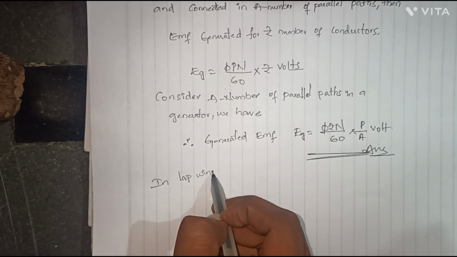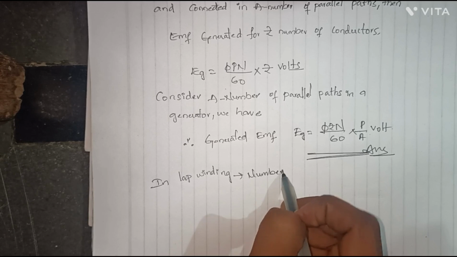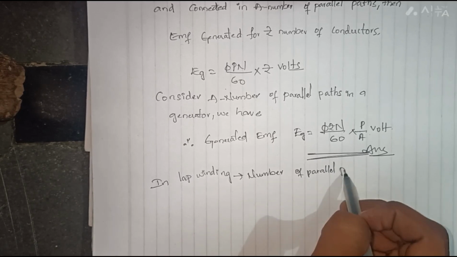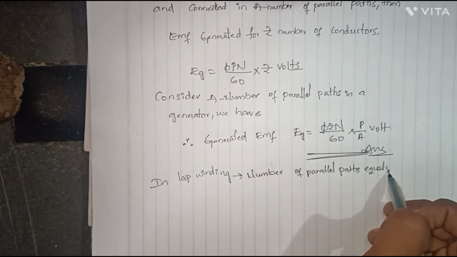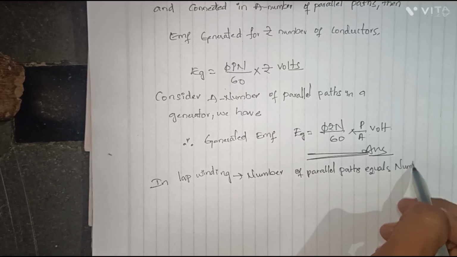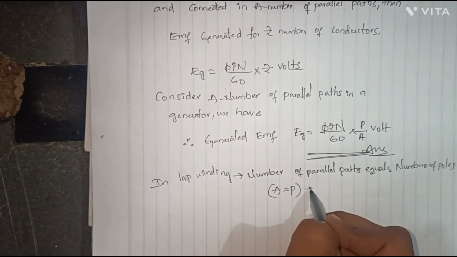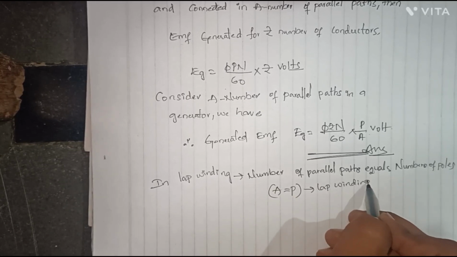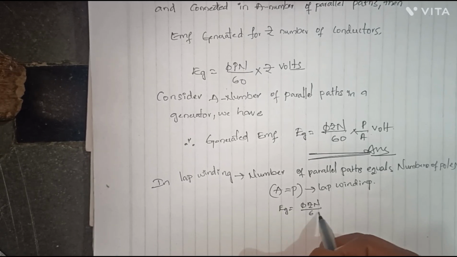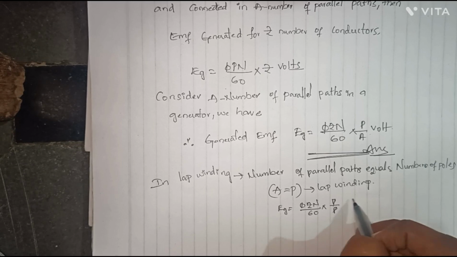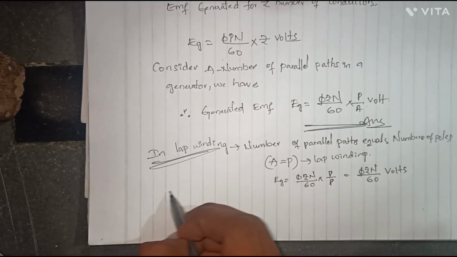Next, in lap winding, the number of parallel paths equals the number of poles, A equals P. So what is the formula? Generated EMF phi Z N by 60 into P by A, with A equal to P. So P and P cancel, giving phi Z N by 60 volts.